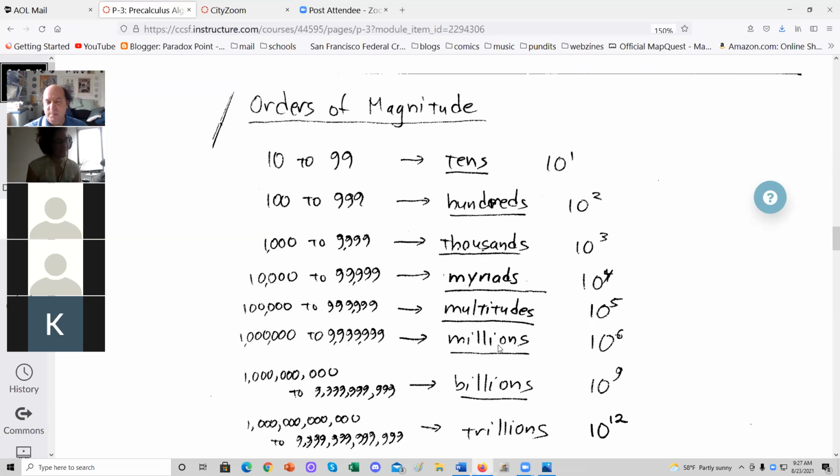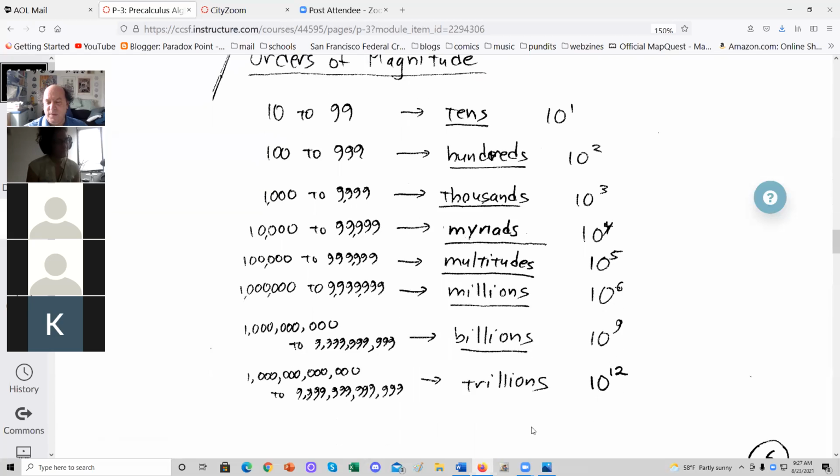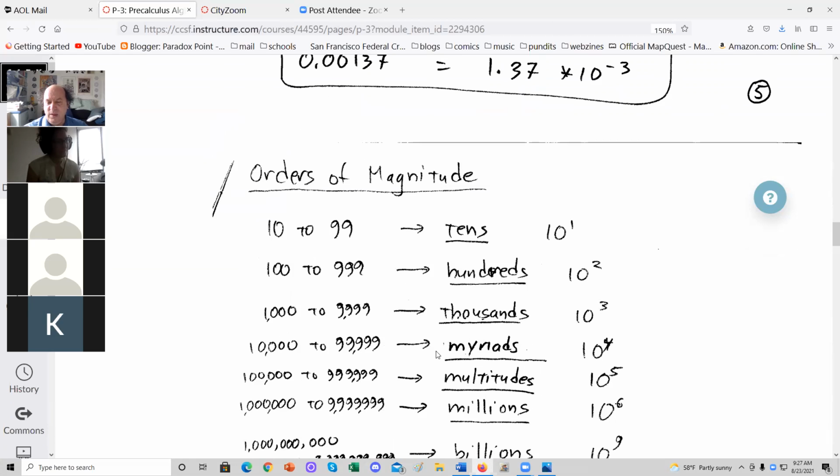10 to the 6th is in the millions. 10 to the 9th is billions. 10 to the 12th is trillions. These are useful because, again, it's a gap that comes in.